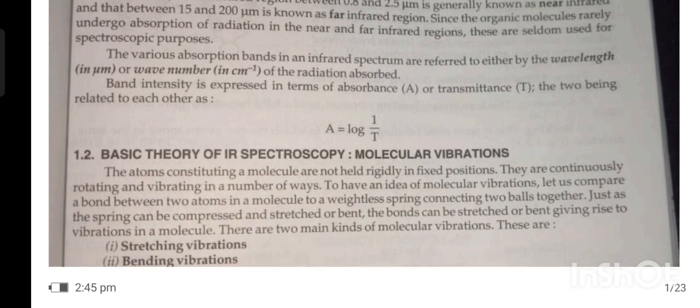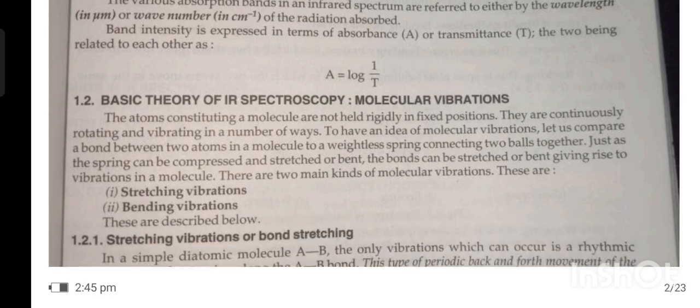Basic theory of IR spectroscopy, molecular vibration. The atoms constituting a molecule are not held rigidly in fixed position. They are continually rotating and vibrating in a number of ways. To have an idea of molecular vibration, let us compare a bond between two atoms in a molecule to a weightless spring connecting two balls together. Just as the spring can be compressed or stretched or bent, the bonds can be stretched or bent, giving rise to vibration in a molecule.